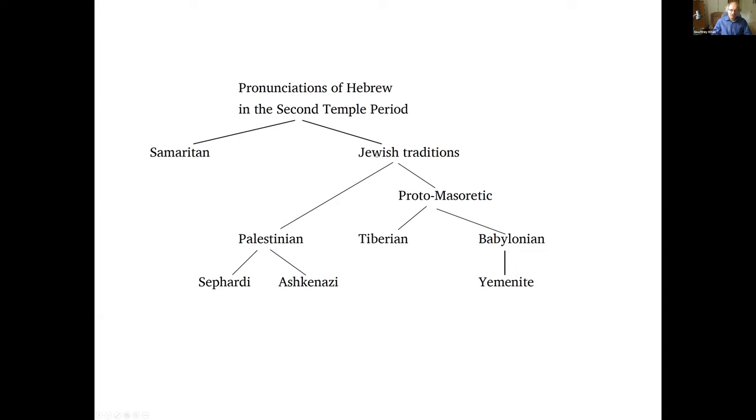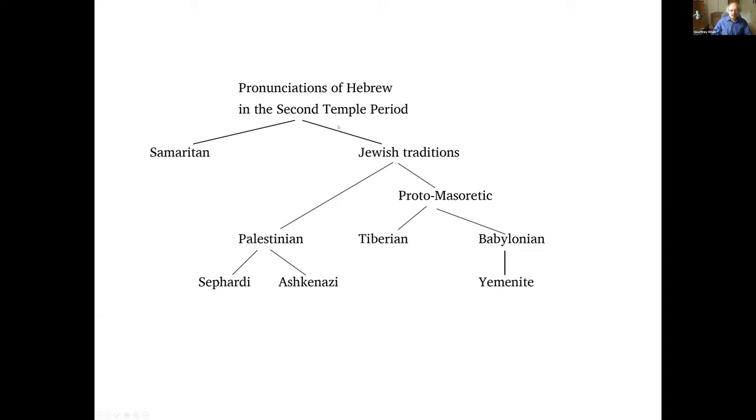And so this chart shows, first of all, that we have a split at the top here, which happened in the Second Temple period between the Samaritan and Jewish traditions. Now, the Samaritans broke away from Judaism in the Second Temple period, and they have survived to this day, particularly in Mount Gerizim near Nablus. They have a very different pronunciation tradition of Hebrew. They've been independent from the Jewish traditions for many centuries.